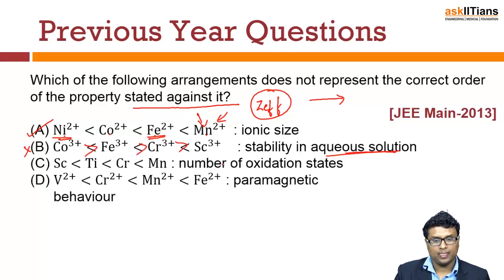Next, number of oxidation states, obviously manganese is greater than chromium, because of the presence of more unpaired electrons in the d orbital. So this is also a correct one. Next, paramagnetic behavior. Paramagnetic nature depends on the number of unpaired electrons, but Fe2+ has less paramagnetic behavior than Mn2+. It should be the reverse order. So this is also a wrong one. So the incorrect ones are B and D.